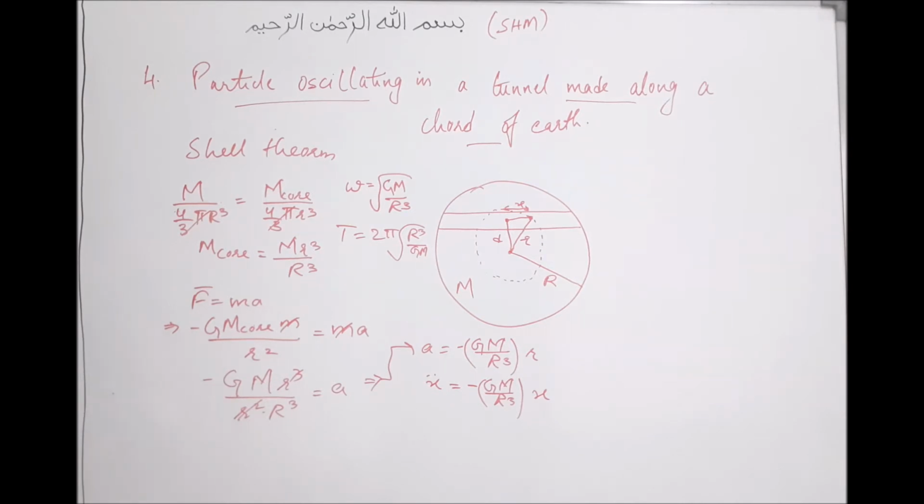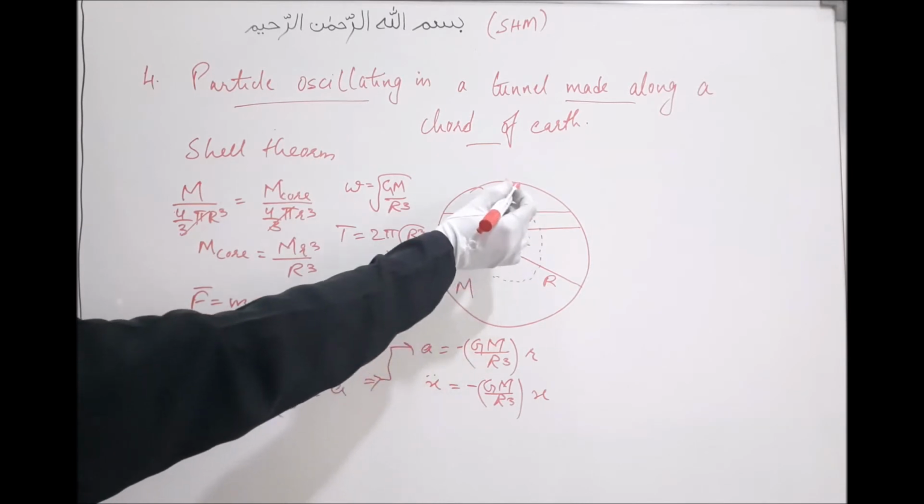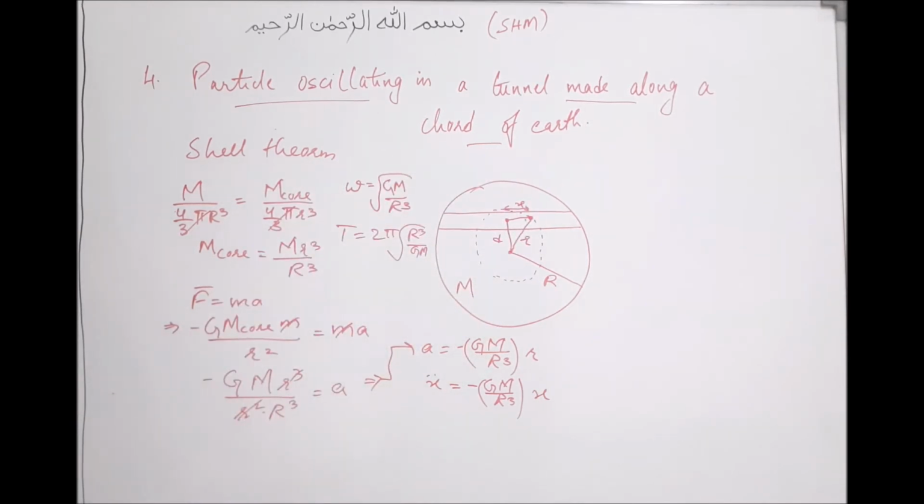Now if this particle were on the surface of the earth, then we will have g equal to G M upon R squared, and thus the time period will become T equals 2 pi root of radius divided by acceleration due to gravity g. So this is the case for when the particle is on the surface of the earth.